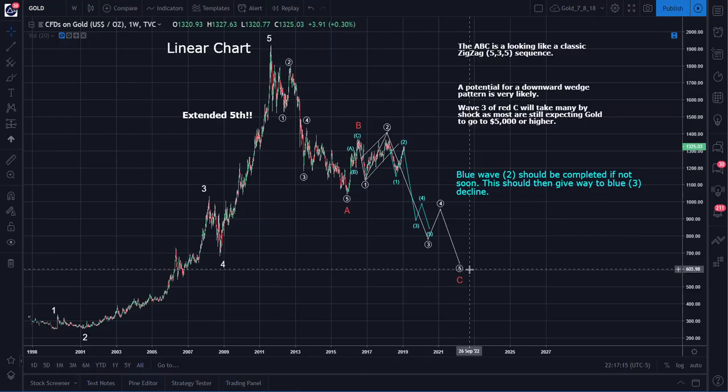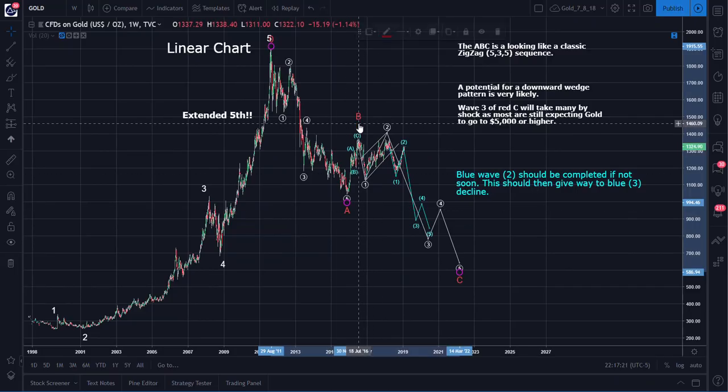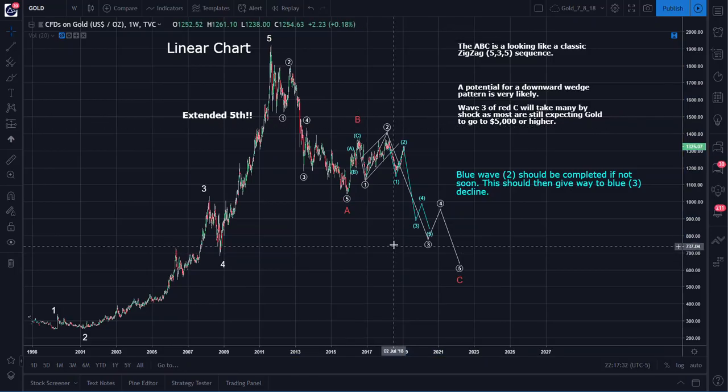The ABC zigzag, I believe, is still in progress. 5 waves of the red A completed. Now, there could be a bit of a debate that B could be here. If it rises a little higher, B could be here. It could go as high as $1,500. But for now, I'm going to keep it where it is and say that the impulse of 1, 2, 3, 4, 5, the white subwaves of the red C, are still in progress.